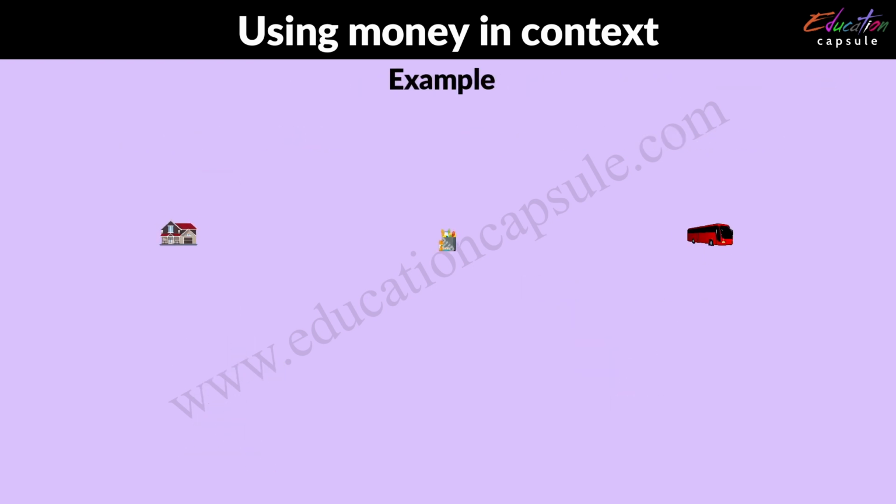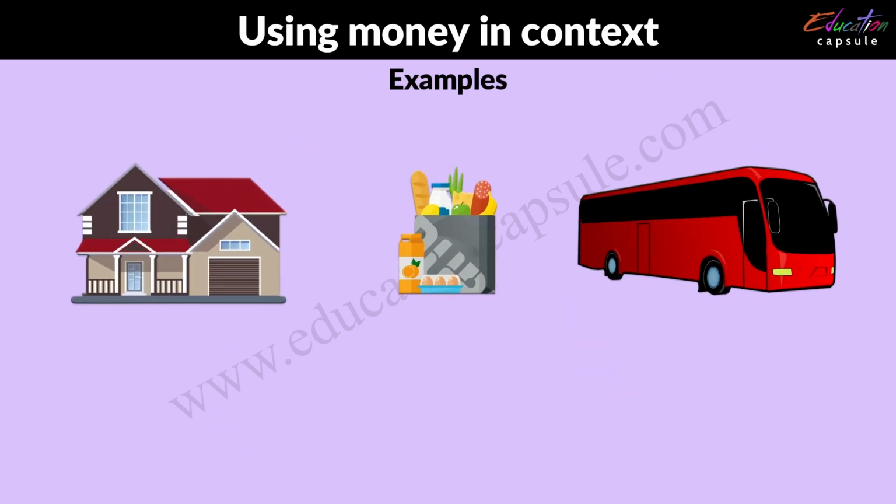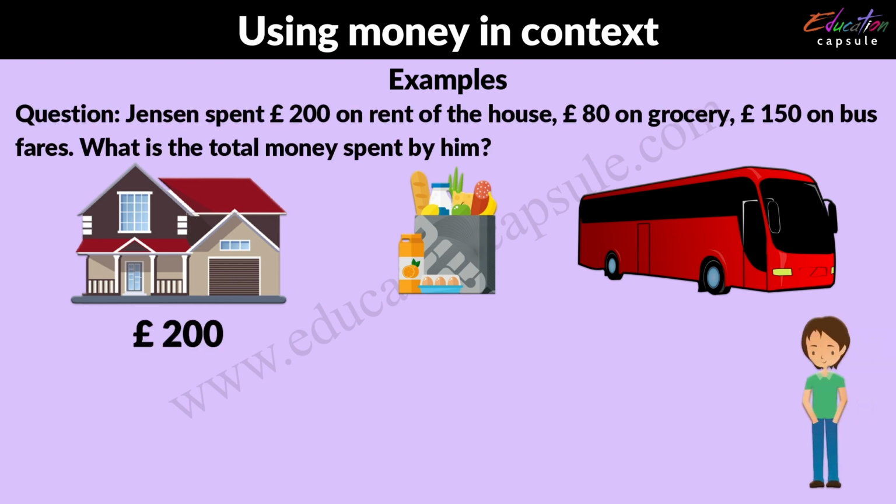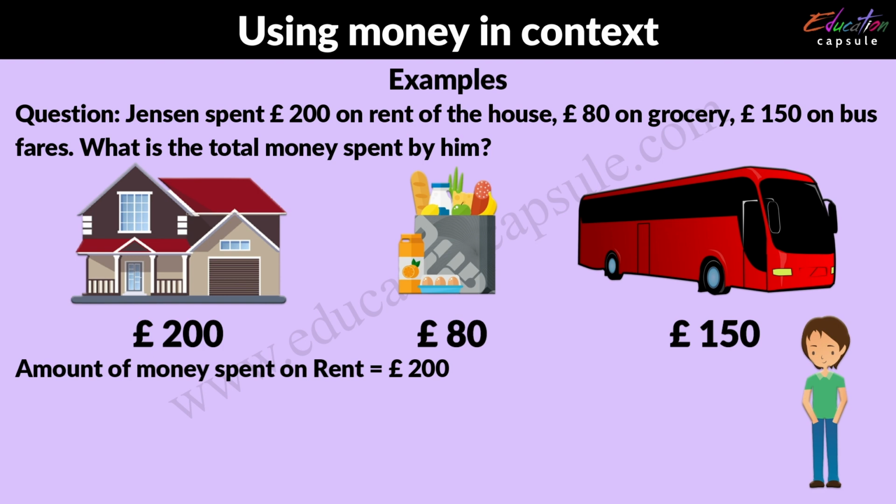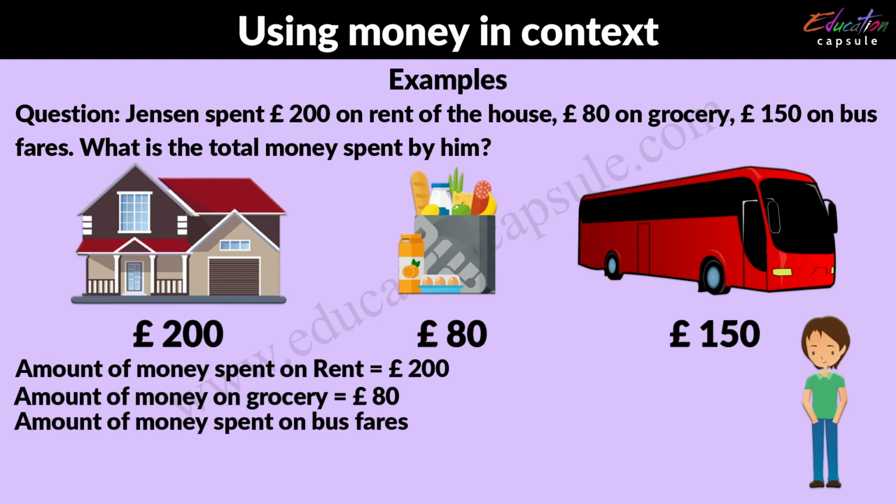Let's learn this with the help of an example. Let's say Jensen spent £200 on rent of the house, £80 on grocery, £150 on bus fares. What is the total money spent by him? So, as we know, the amount of money spent on rent is equal to £200, the amount of money spent on grocery is equal to £80, the amount of money spent on bus fares is equal to £150.